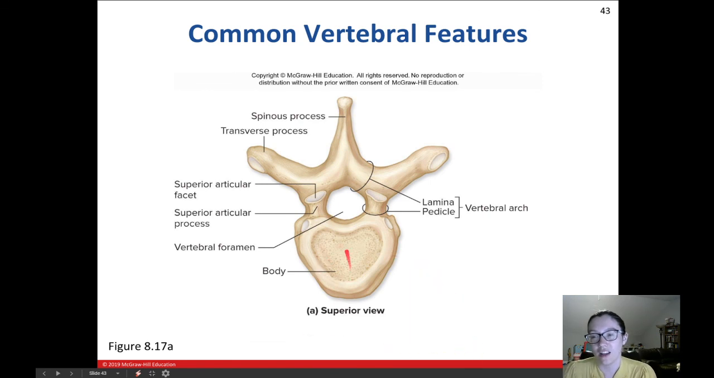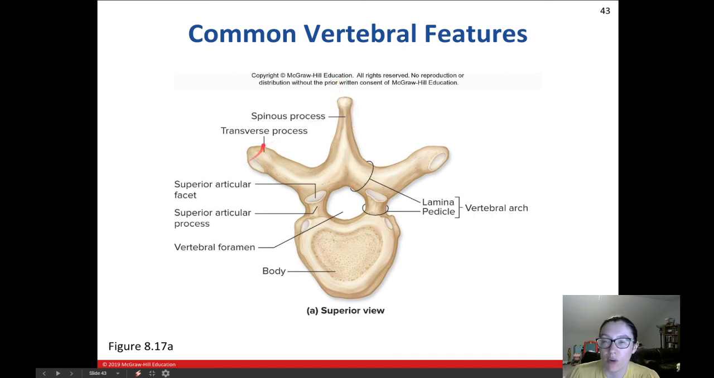This is a thoracic vertebra, but it's like a typical vertebra. Things that you'll need to know are all of these different processes of the vertebra. This is the body, where the intervertebral discs would sit, and we'd have another vertebra sitting on top of that. This is the vertebral foramen. This is where our spinal cord would run, so it protects the spinal cord.